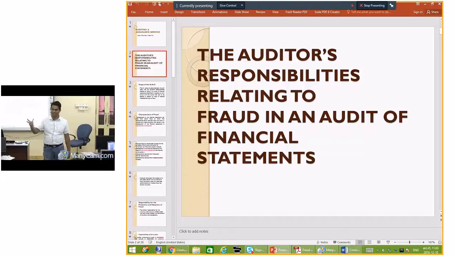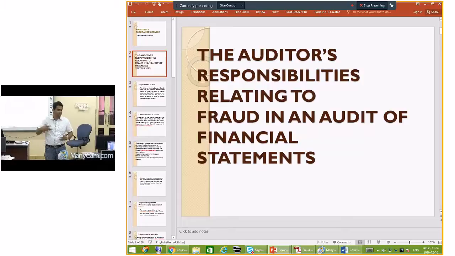You can collect the evidences and you can quantify that. Then that should be informed to the management. That's all. Your role does not go beyond that. Because what's your role? Not to detect the frauds, but to quantify the impact of the fraud to the financial statements. If it is a material fraud, quantify that and adjust the financial statements.